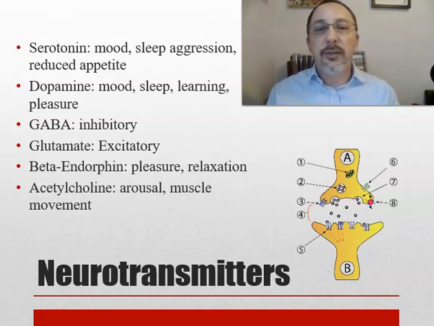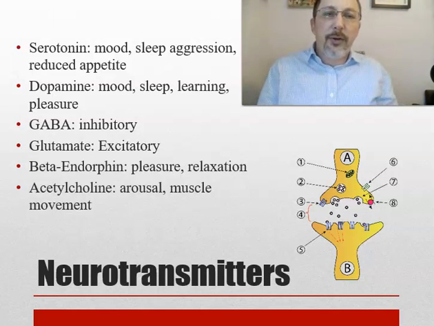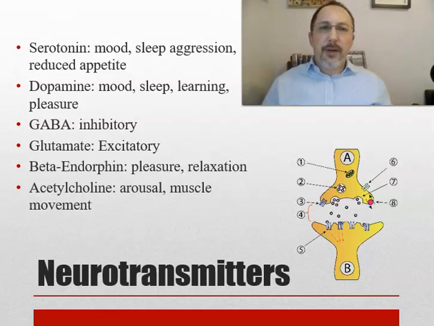And then acetylcholine is associated with arousal in the brain and muscle movement. Your muscles, the synapses between your neurons, your nerves and the muscles are acetylcholine synapses. So these are really just a sample of neurotransmitters, but ones that we should probably know that are fairly common.